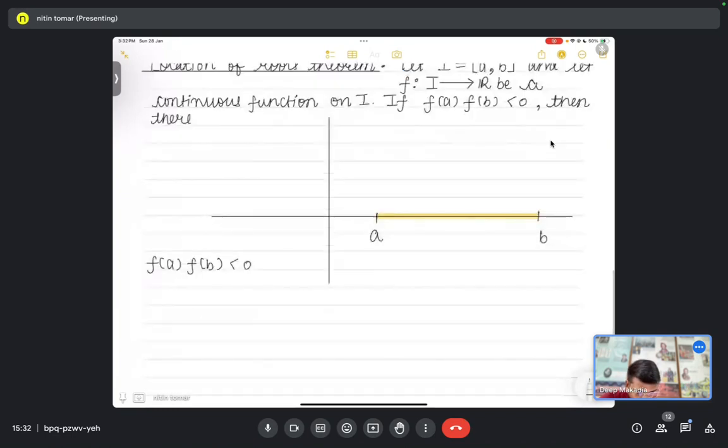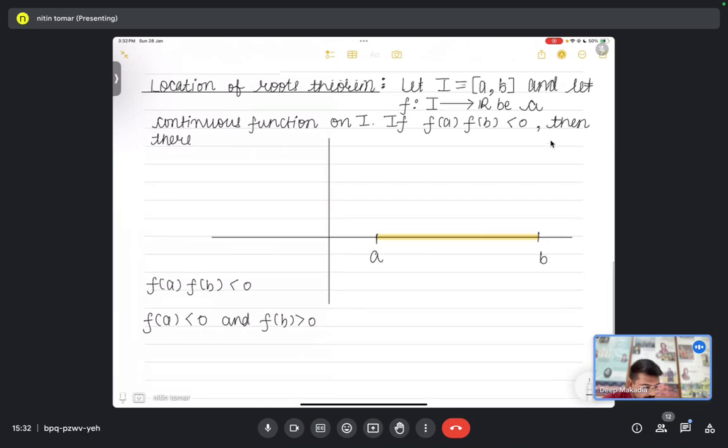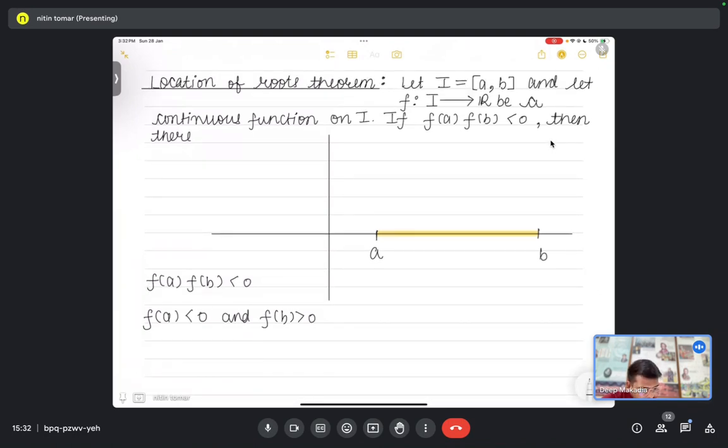Okay, so let us assume that f of a is negative and f of b is positive. First case. So what does it mean? F of a will be somewhere here, right? F of a will be somewhere here, am I correct?